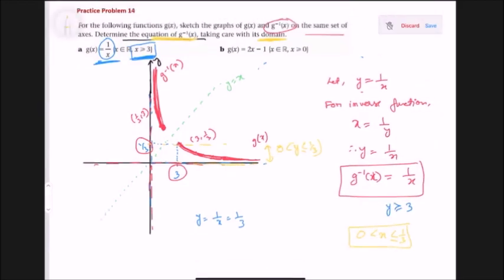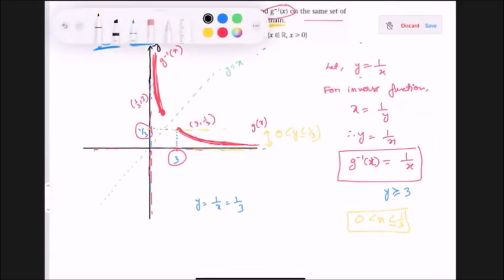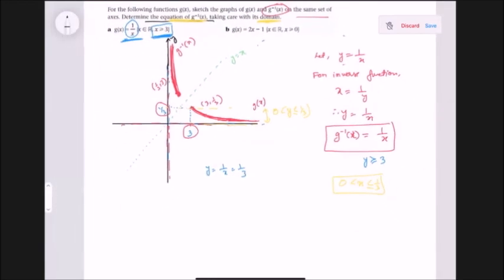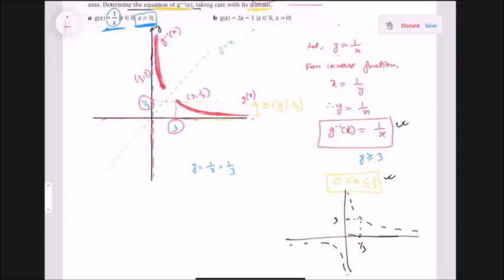We can also sketch g inverse of x now that we know the equation, even though we have already done that using the concept of reflection, but then again you can cross check. If I sketch this one, x is between 0 to 1 by 3, so if I select a point 1 by 3 here, the y coordinate should be 3, okay, so x has to be within this range, 0 to 1 by 3, so this portion of the curve is valid, and then you need to remove the remaining portion.